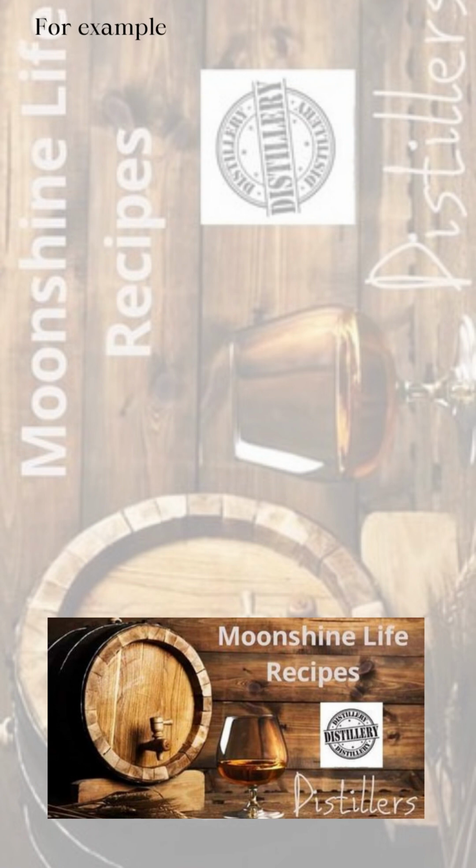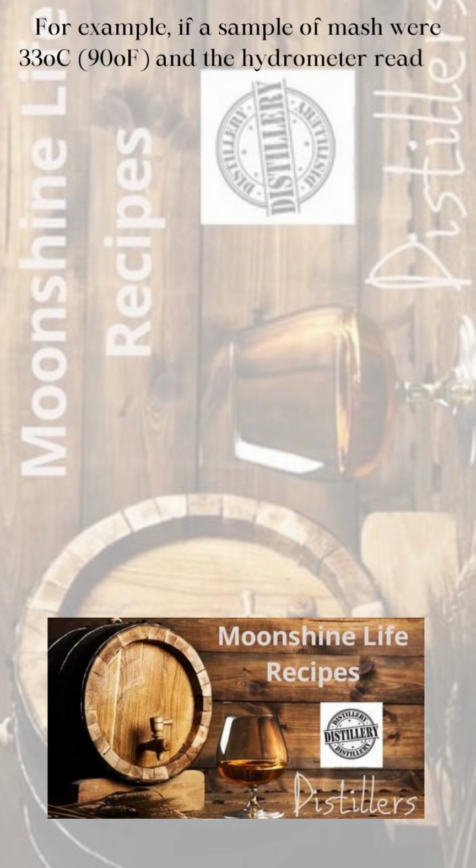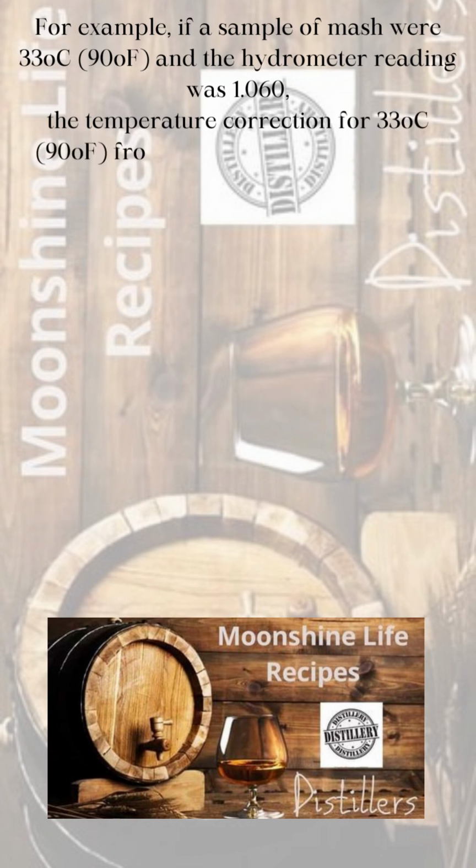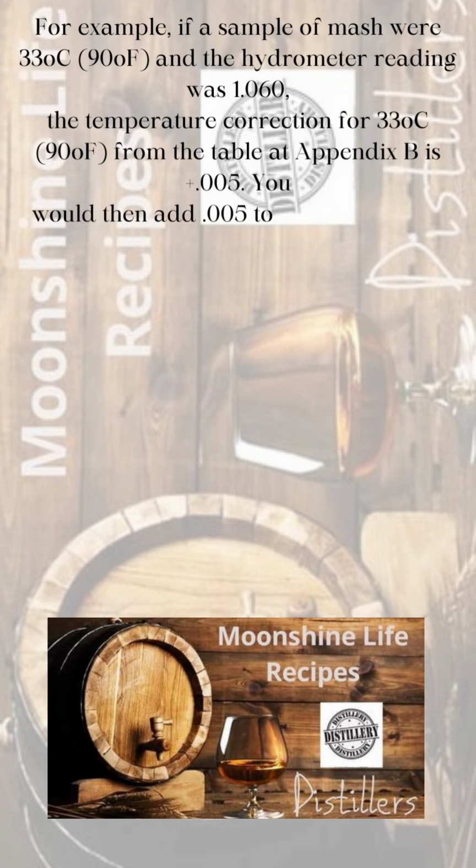For example, if a sample of mash were 33°C, 90°F, and the hydrometer reading was 1.060, the temperature correction for 33°C, 90°F from the table at Appendix B is plus 0.005. You would then add 0.005 to the hydrometer reading of 1.060 and get 1.065.